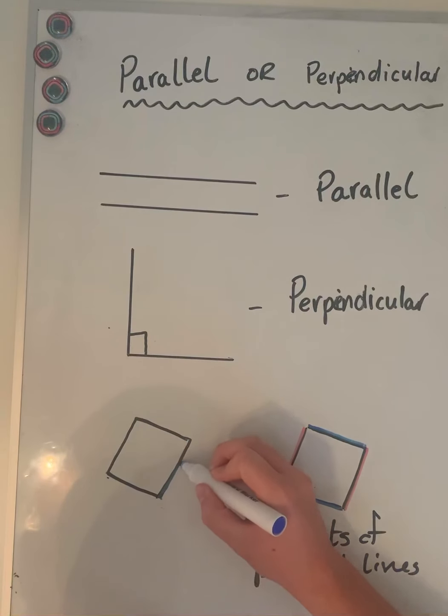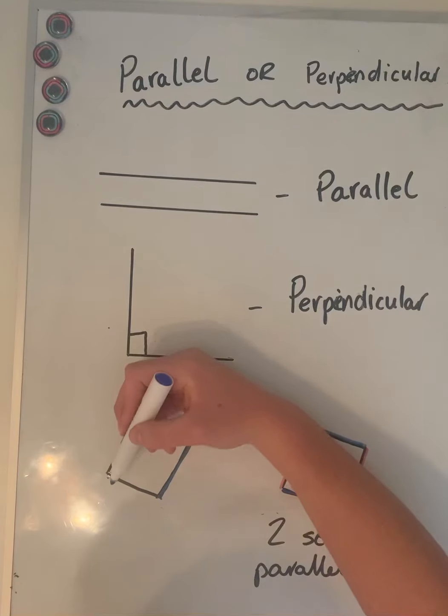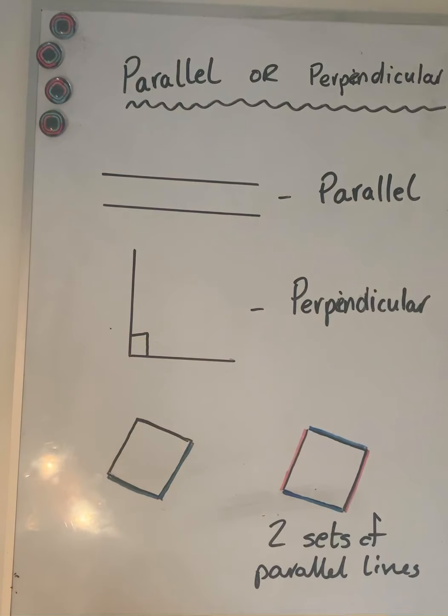So if I was to draw in any sets of perpendicular lines, I could start off just by, first of all, call that one there. And this line here is also perpendicular to that, isn't it? So I've got 1 set.